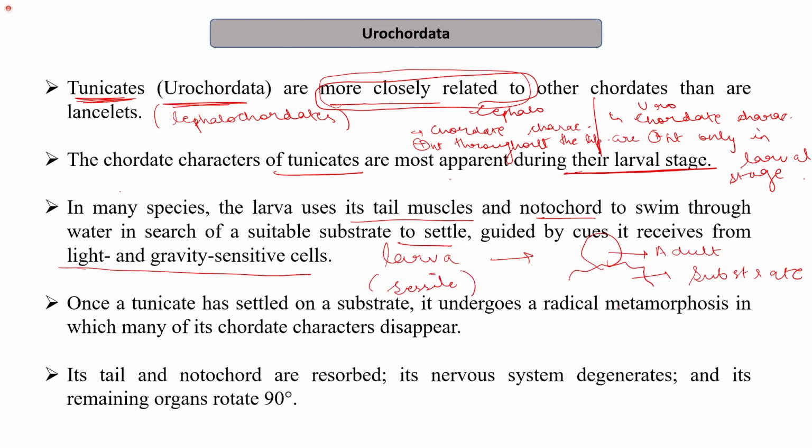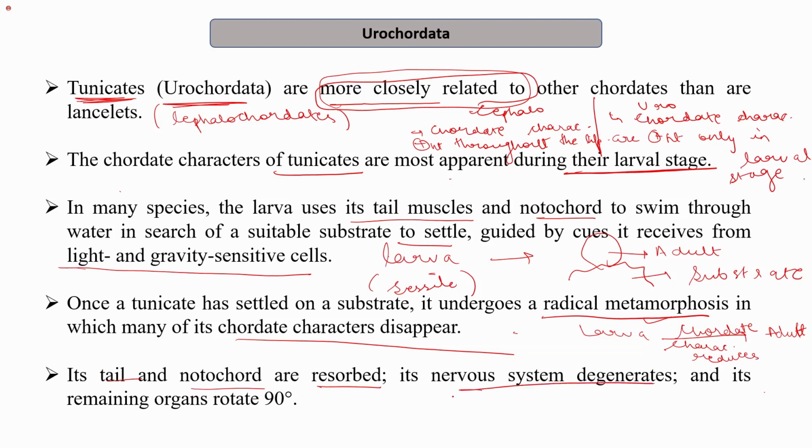Once a tunicate has settled, it undergoes a radical metamorphosis in which many of its chordate characters disappear. So during the process of metamorphosis, that is from the larval stage to the adult, the chordate characters reduce. Fine. For example, its tail and notochord are reabsorbed. Its nervous system degenerates and its remaining organs rotate at 90 degrees.